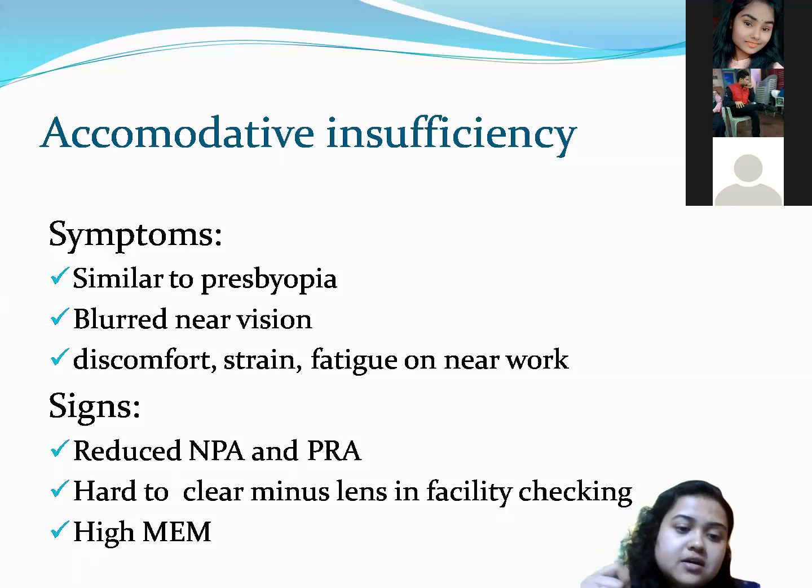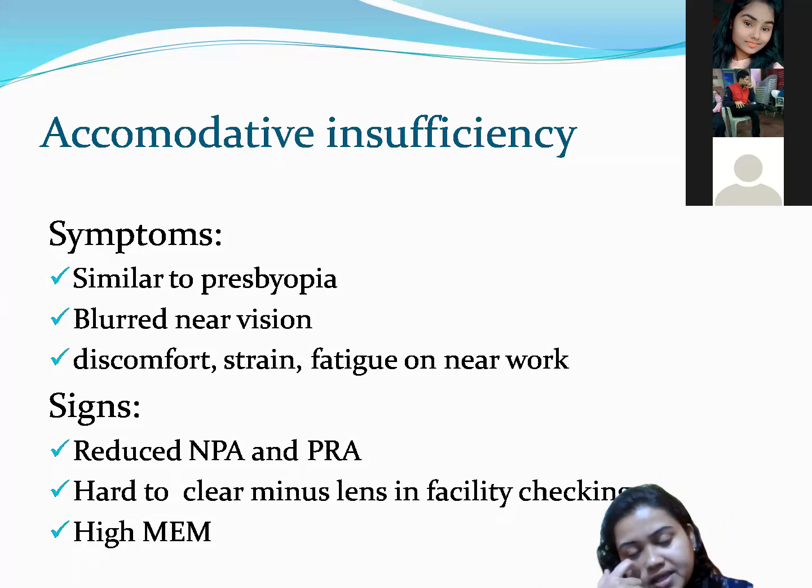So you do the accommodative facility testing first binocularly, then you do it monocularly. Monocularly means you will do it both for the right eye and the left eye. And again, we compare the results. We see with how much ease the patient is clearing the plus and minus lenses in the accommodative flippers. If the patient can clear both plus and minus lenses with ease, that means the patient's accommodation is quite okay. There is no accommodative infacility. Accommodative facility is proper.